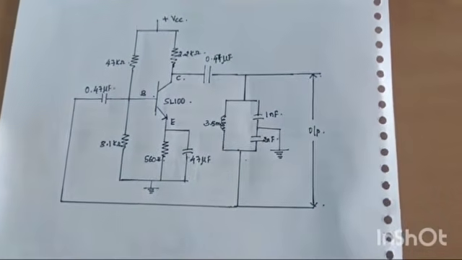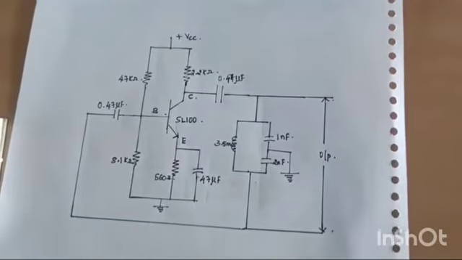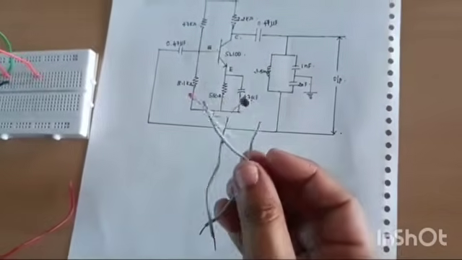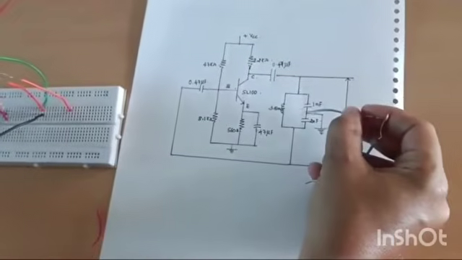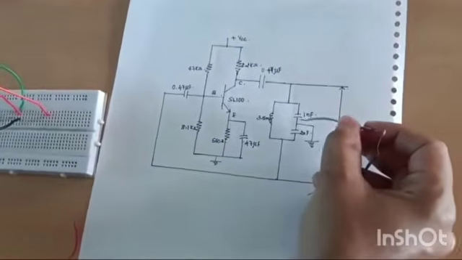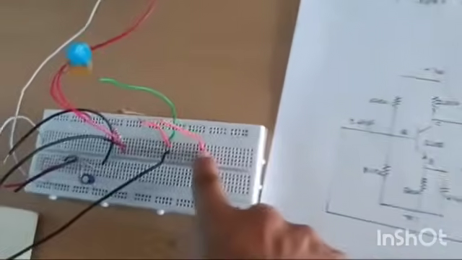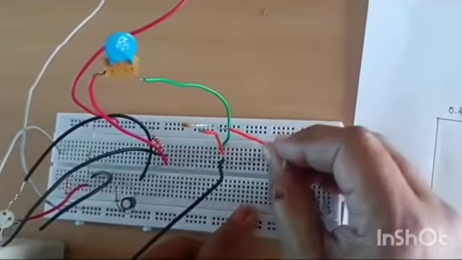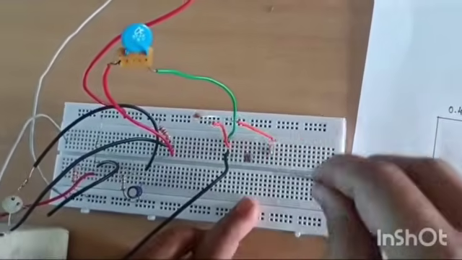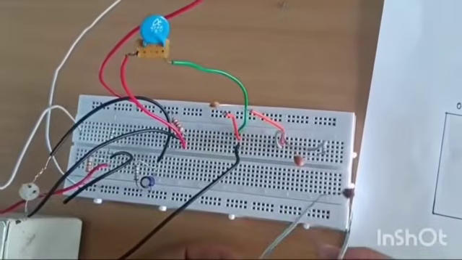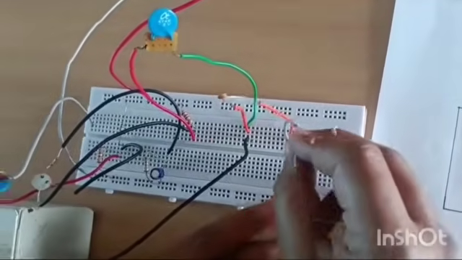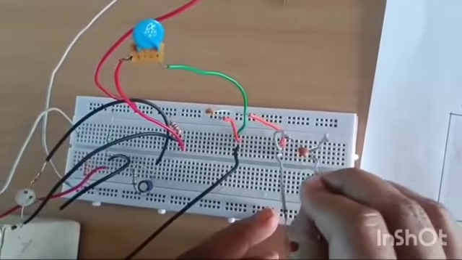Similarly, I need to use the 2 nanofarad capacitor. Because we don't have a 2 nanofarad capacitor, we are using 1 nanofarad capacitors and connecting them in parallel. So I need to connect this to one end of the 1 nanofarad capacitor. This is the other end of the 1 nanofarad capacitor. I'll connect here at some point. Since I want 2 nanofarad and I don't have it, I'll use two 1 nanofarad capacitors and connect them in parallel.